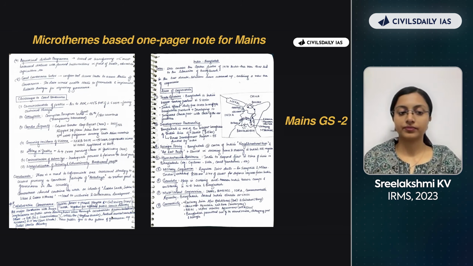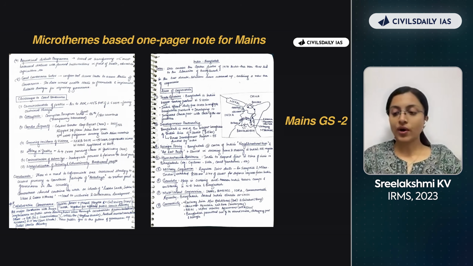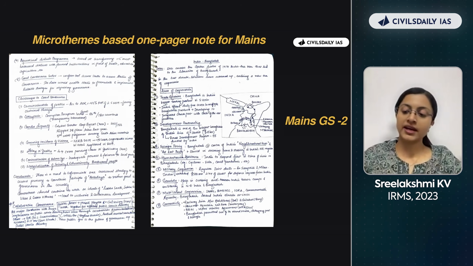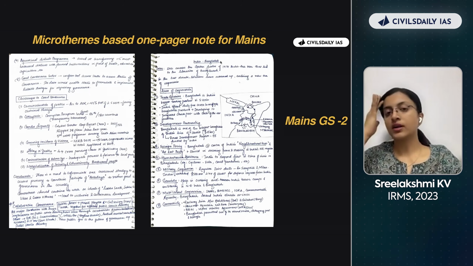Then again, the GS2 polity section. This is how you identify: go through the PYQs, identify the important microthemes, and make a one-pager note for that. Then for IR, a similar approach you can use. Bilateral relations are important, like India-Bangladesh, just to show you a few examples.